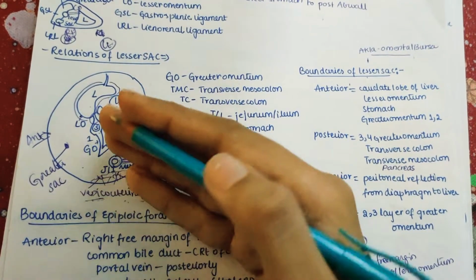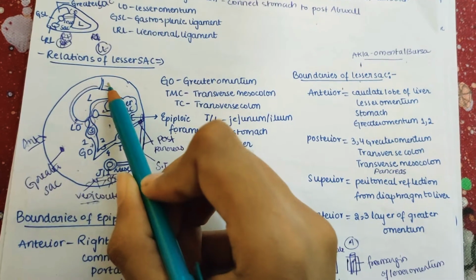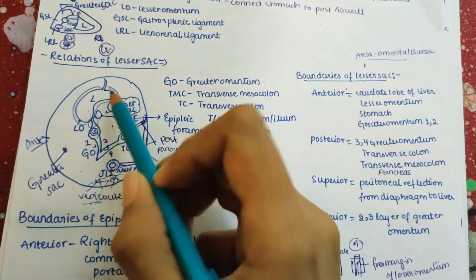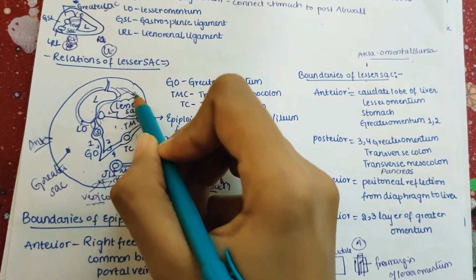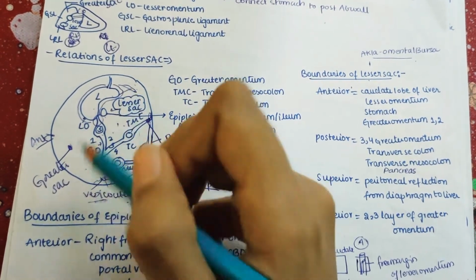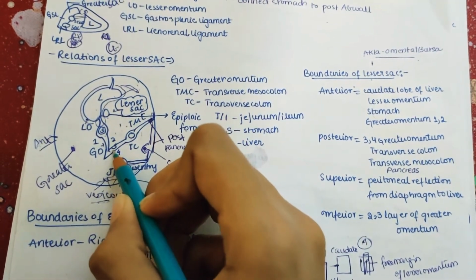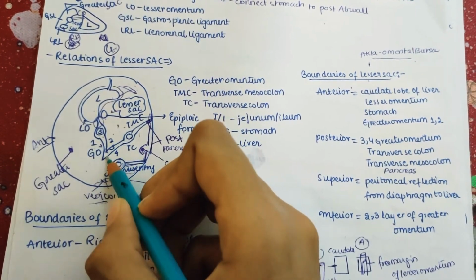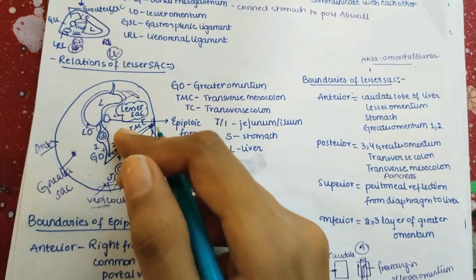Now coming to the superior relation to lesser sac. Superiorly you will be having peritoneal reflection from the diaphragm to the liver. Here you will have diaphragm, so the peritoneal reflection from the diaphragm to the liver is on the superior side. Now coming to the inferior side, you have only the second and third layers of greater omentum inferiorly. So these are the four boundaries of lesser sac.